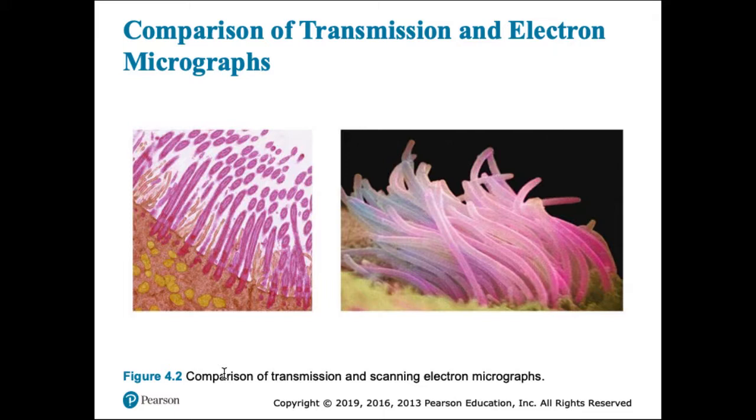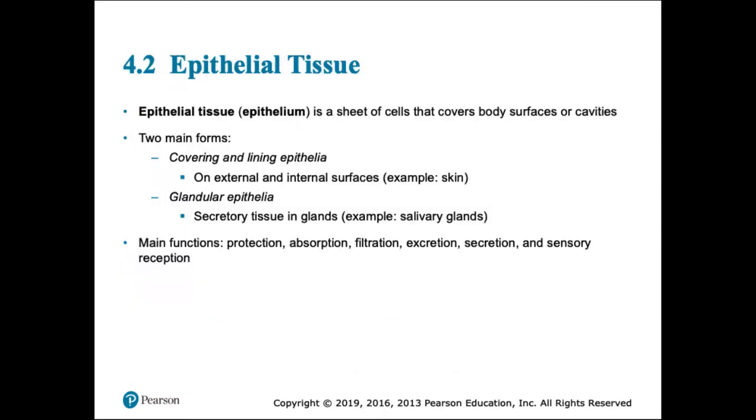So this is a comparison of the transmission and scanning electron microscopes. It's hard to say. So you can see basically this would be under the transmission microscope, which kind of goes inside of these things, where the scanning, you kind of scan the surface or see the surface. Same image, just looking at different sections of that same type of tissue.